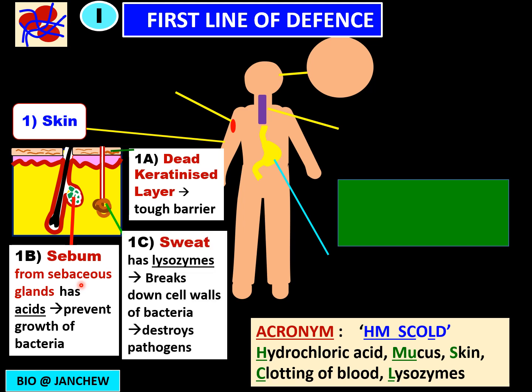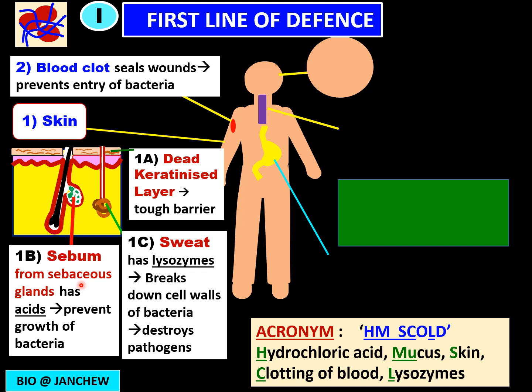Then we have the sweat glands that secrete sweat. Sweat contains lysozymes, special enzymes that break down the cell walls of bacteria, and thus they destroy bacteria and other pathogens. Now, blood clot. When a person gets a cut or a wound, the blood clot quickly forms, and as you can see here in this picture above, the blood clot consists of the red blood cells or erythrocytes that are trapped by the fibrin fibers at the wound. So this will seal the wound and prevent the entry of bacteria and other pathogens.